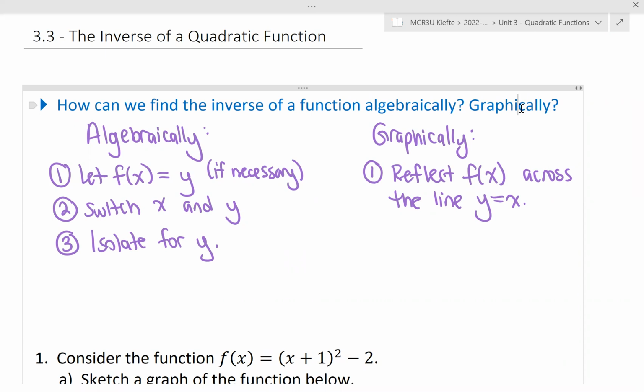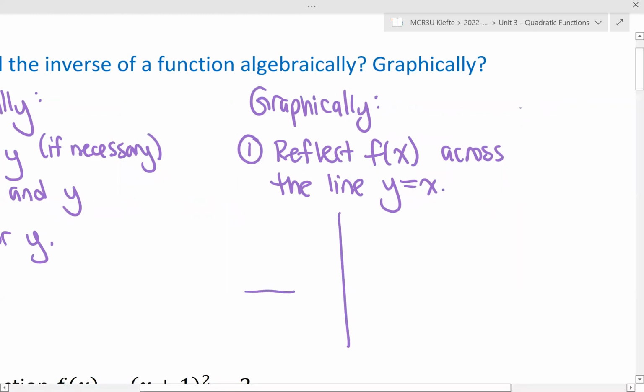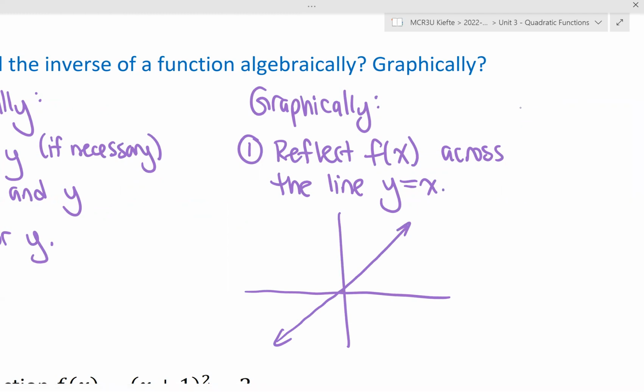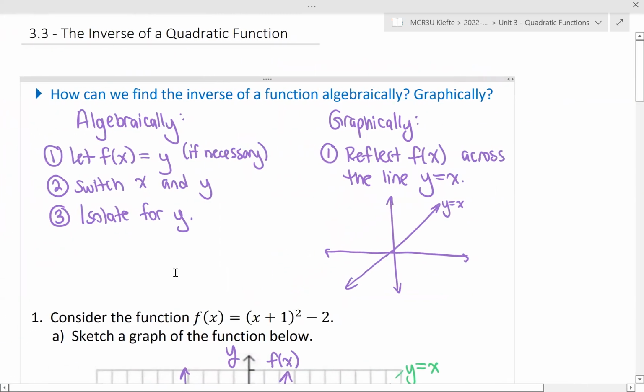So how you find it algebraically and graphically are, algebraically, we know that if the function is called something other than y, you should probably call it y instead. Switch x and y and then isolate for y. Graphically, we know that they are just reflections across the line y equals x, which is, of course, just our diagonal parent function. So that is how you could graph an inverse given the graph of its parent function.